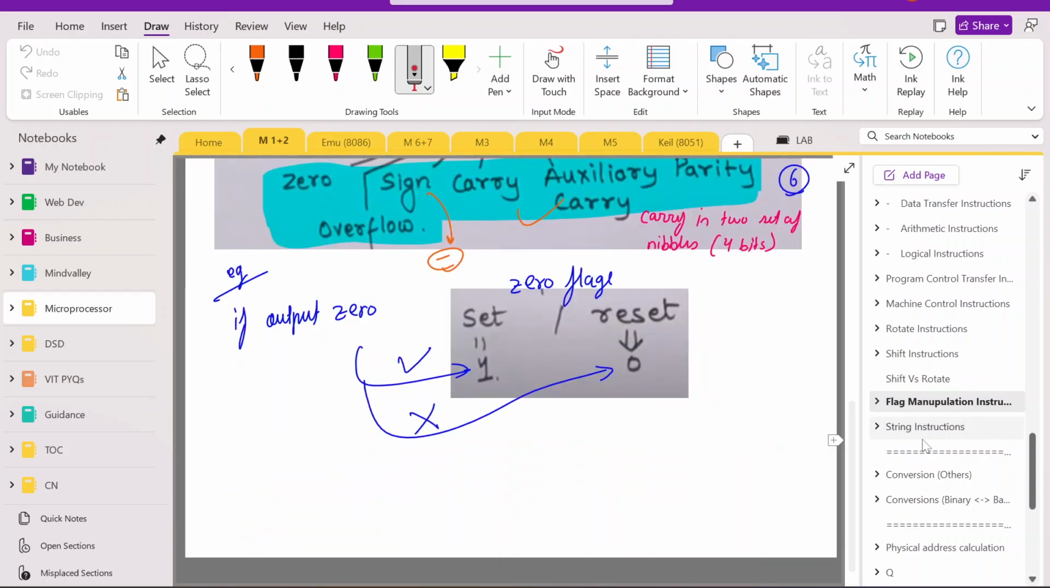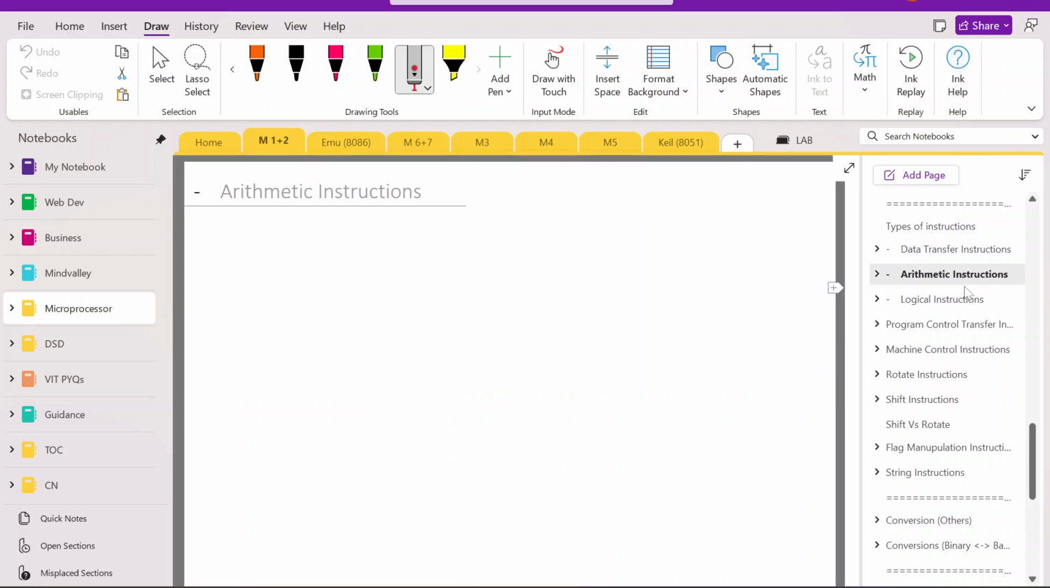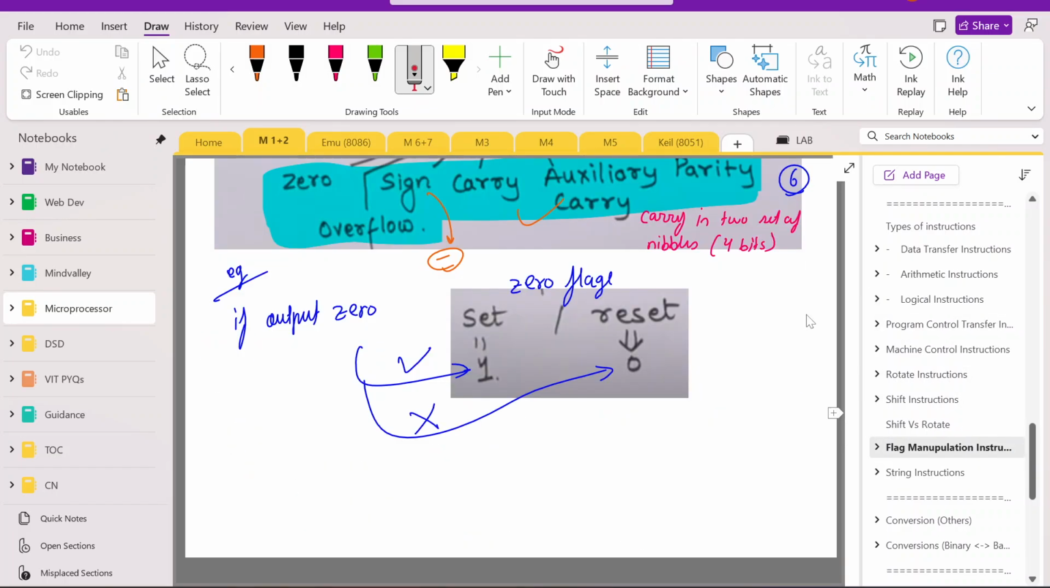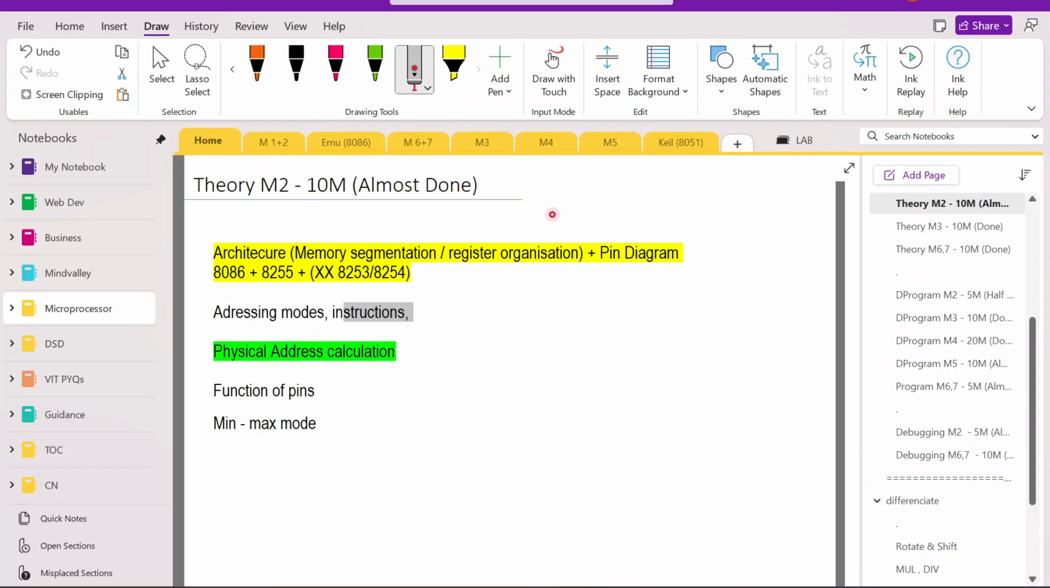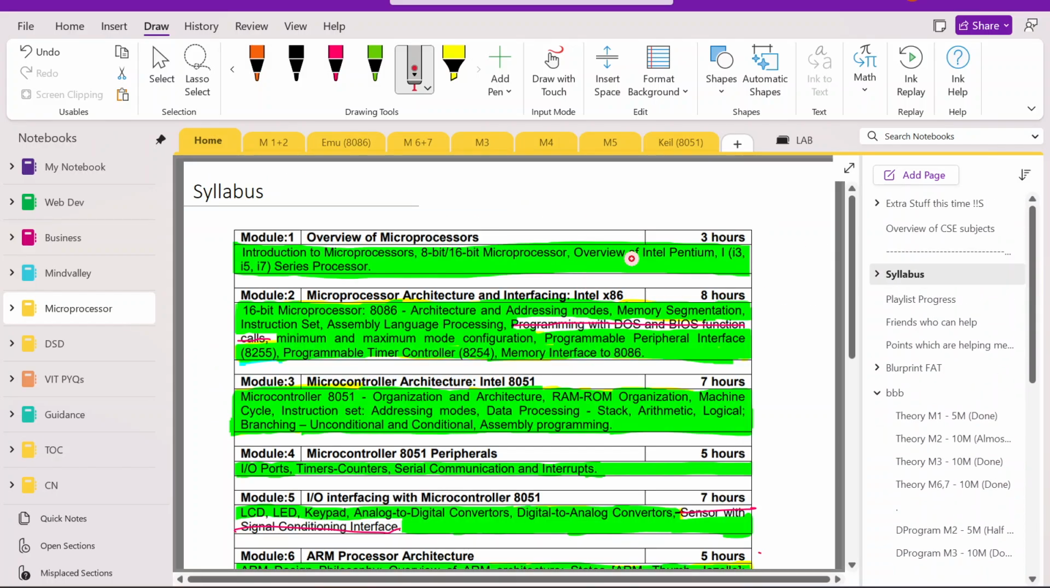So for the flag manipulation instructions, just get to know the theory. All of this will be useful in the coding part, where we're doing multiple things. Let me give you an example. Let's go back to this syllabus.